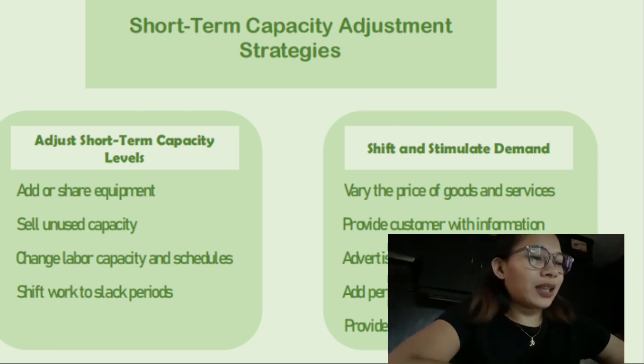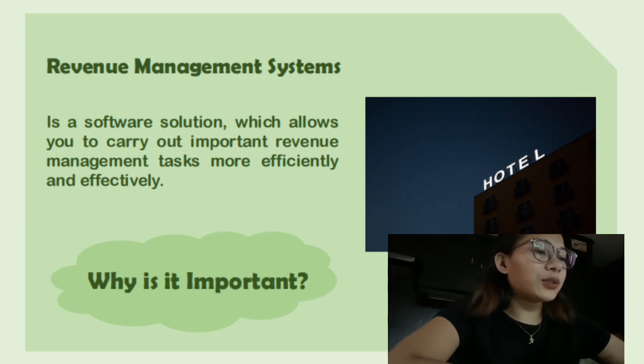Revenue Management System is a software solution which allows you to carry out important revenue management tasks more efficiently and effectively. Why is it important? A revenue management system makes it easy to adjust prices across various distribution channels without having to log in to each of those different systems individually. As a result, key performance indicators such as revenue per room can be improved, increasing the hotel's top and bottom lines.